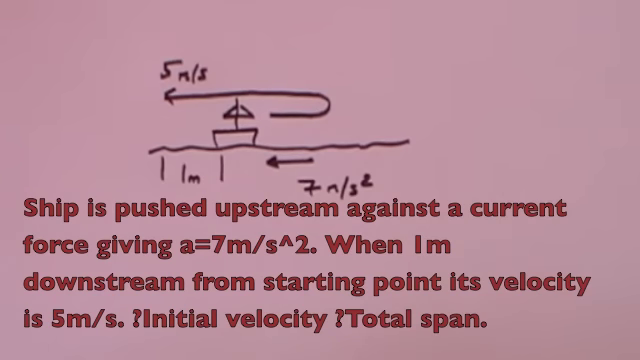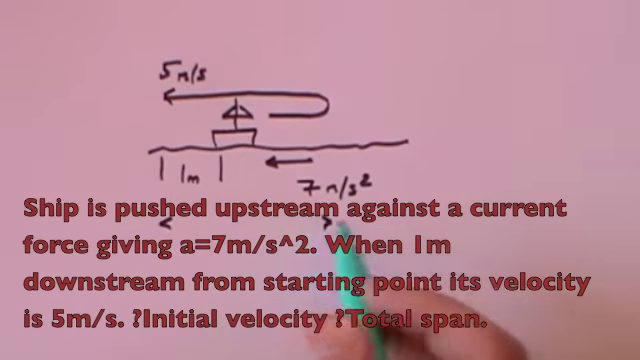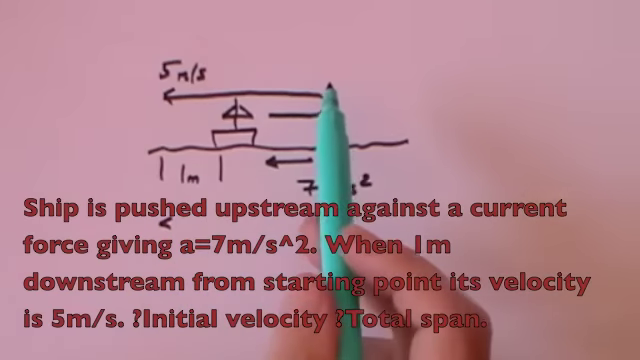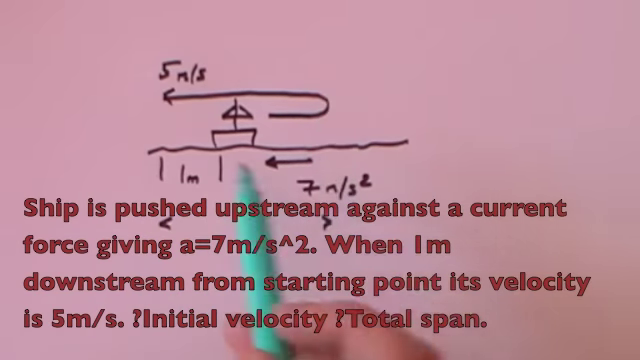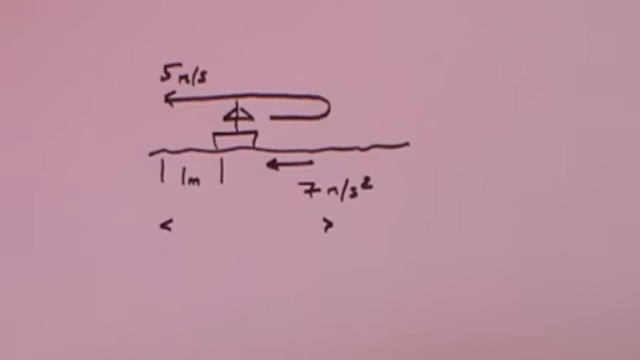And the thing we have to discover is, firstly, what is the initial velocity and what is the total distance that it travels between the far point upstream and the point downstream where we measure the velocity at 5 metres per second. Now I should just observe that this question is simply a variation in the horizontal direction of the more usual question in the vertical direction.